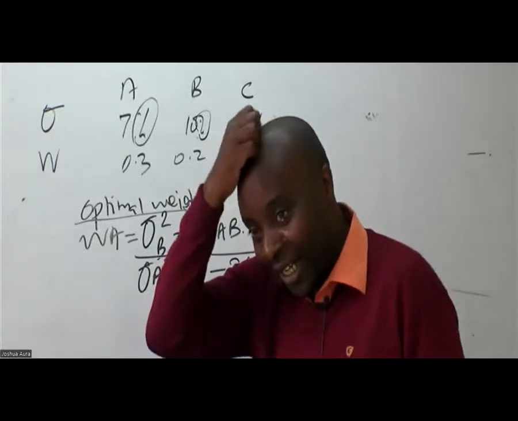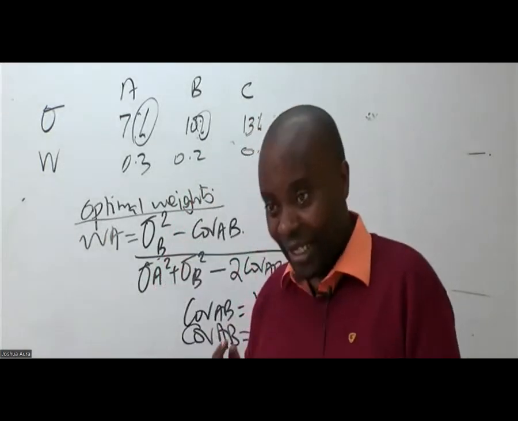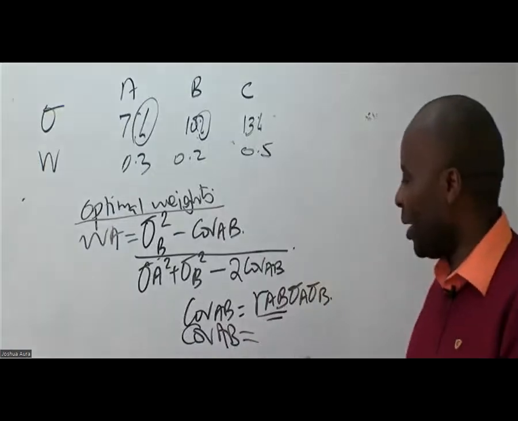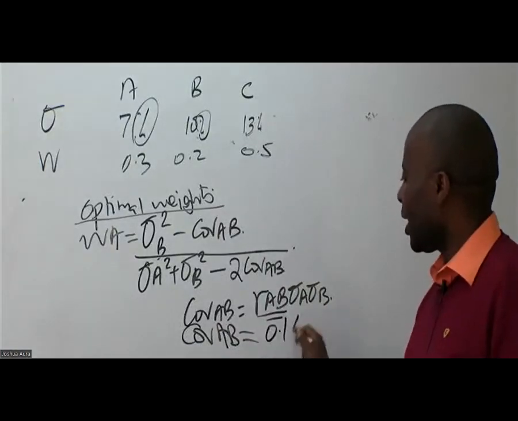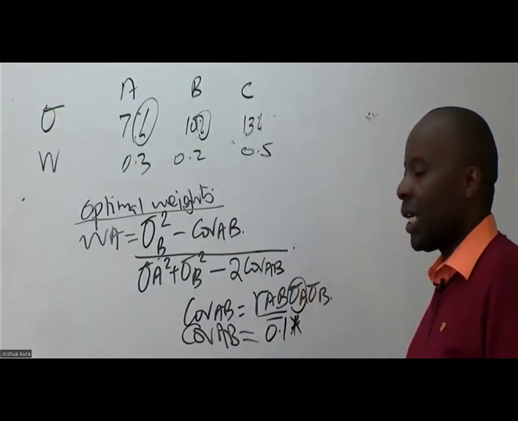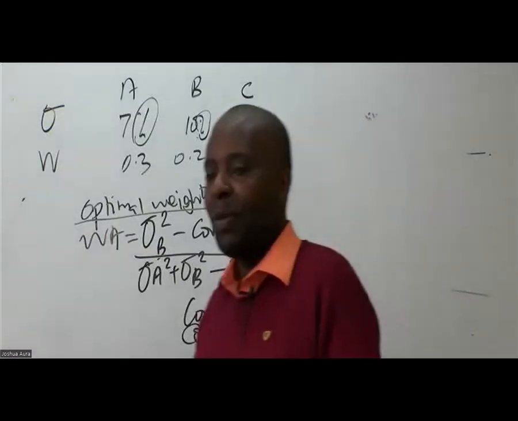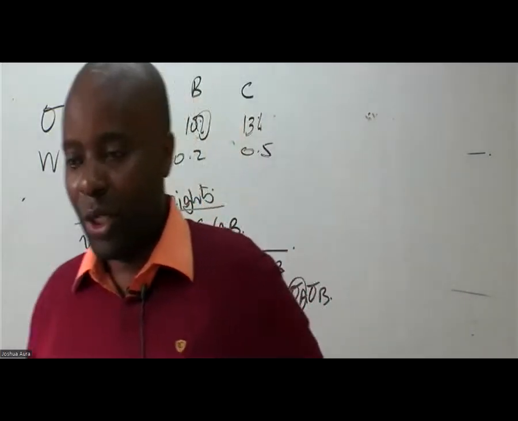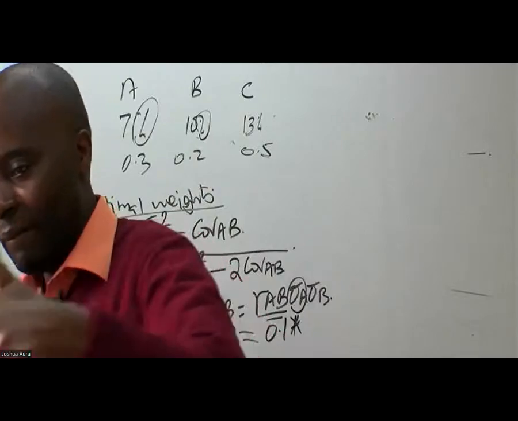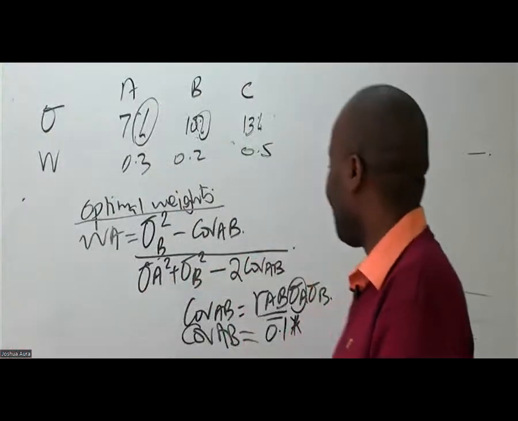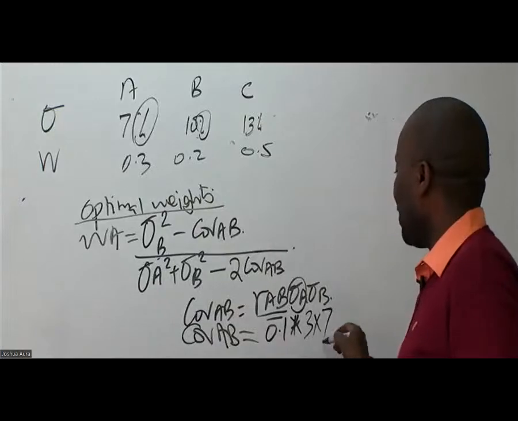Variables, I don't understand that. Have they given me R? Yes, plus 0.1. So it is 0.1. Thank you so much. Have they given me standard deviation? Have they given me standard deviation of A? Standard deviation of A is 3. Standard deviation of B is 7.